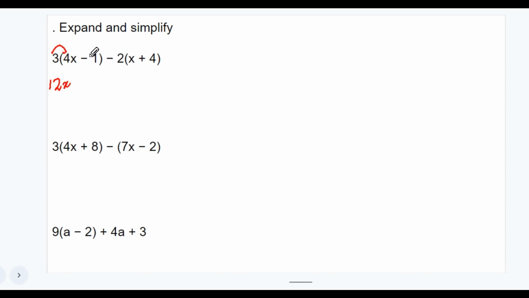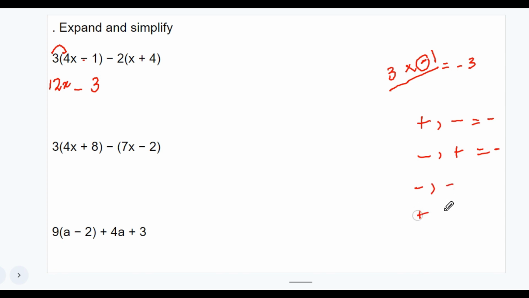Now the next number is minus 1. So you need to multiply 3 with minus 1. Why am I telling you like this? Because you need to be very careful about your signs. So 3 times minus 1 will give you minus 3. Okay, so I'm writing here minus 3 because plus and minus in your multiplication and division give you minus. Minus plus, plus minus equals minus. When the signs are the same, your answer will be positive.